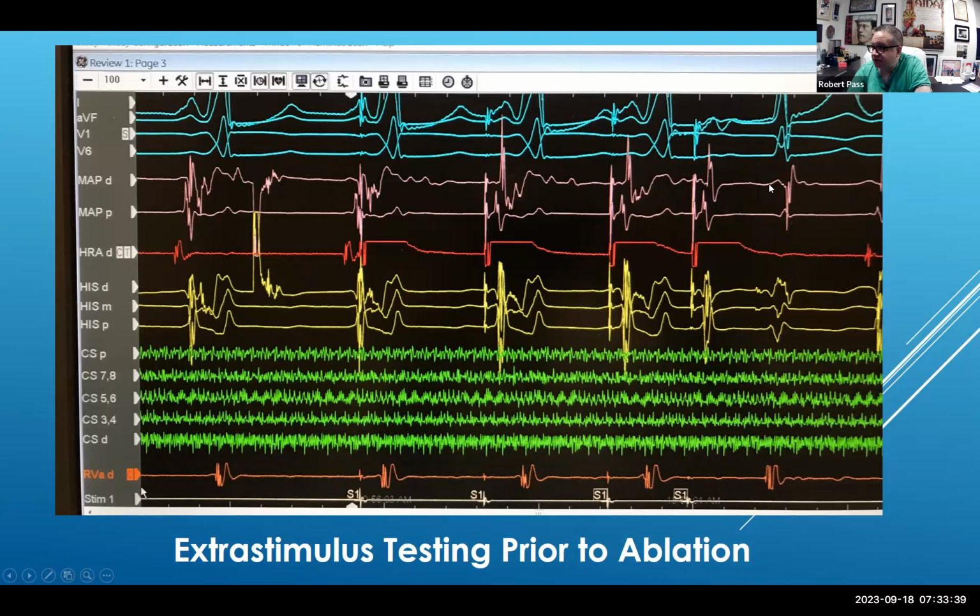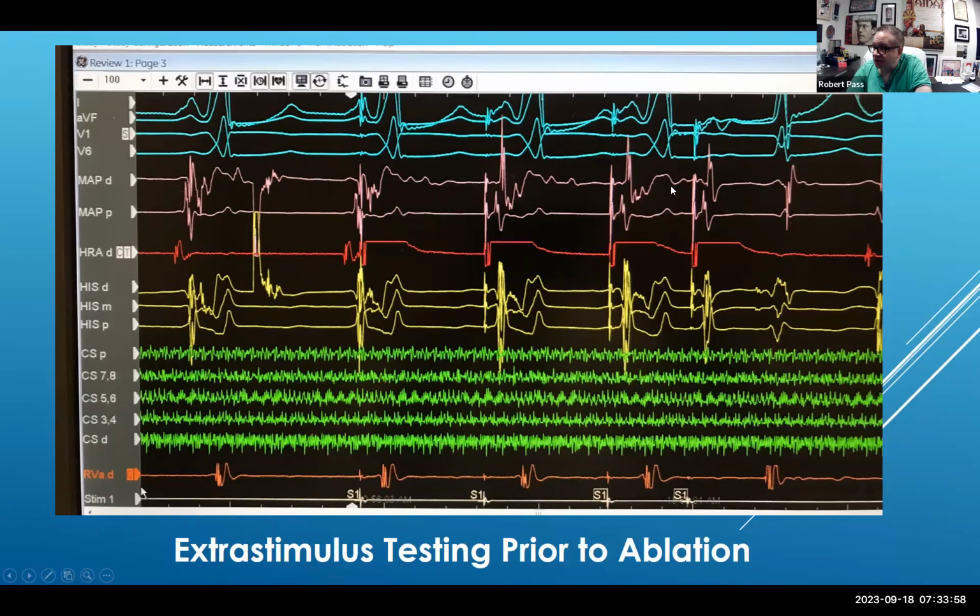Then we put the extra stimulus in, and we see here that on the distal ablation probe, there's a clear A and a V. So the first thing to say is this is very important because when I told you this was an A and a V together, you kind of had to believe me without really having any proof of it.